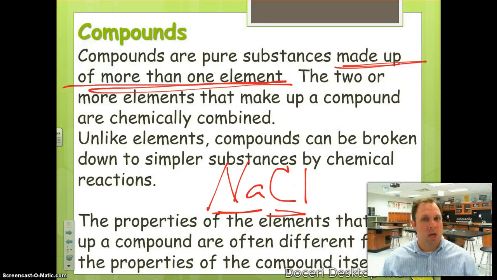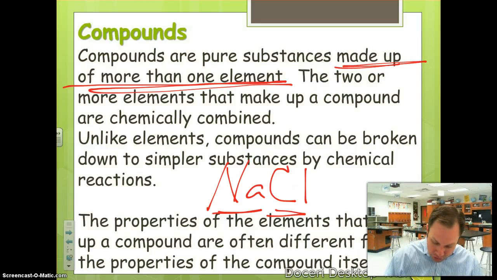Most of the things that you come in contact with are actually compounds. You are a compound. You're composed of many different elements. Okay, now a lot of times when we take elements and we put them together, their properties change as a compound.